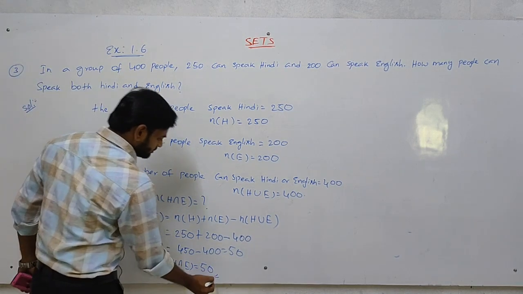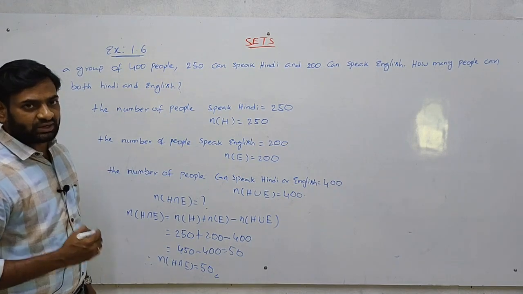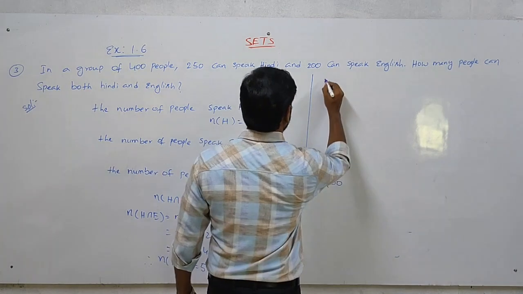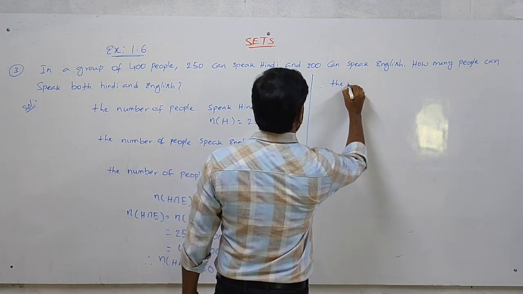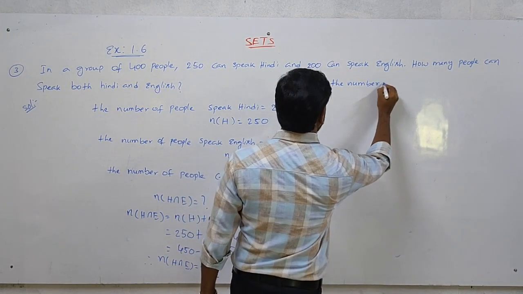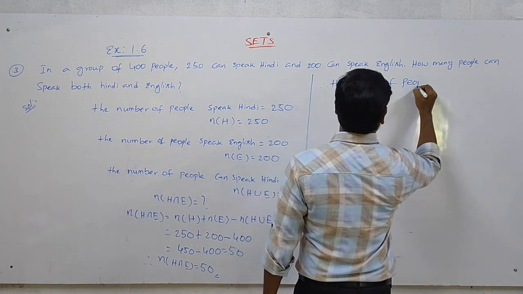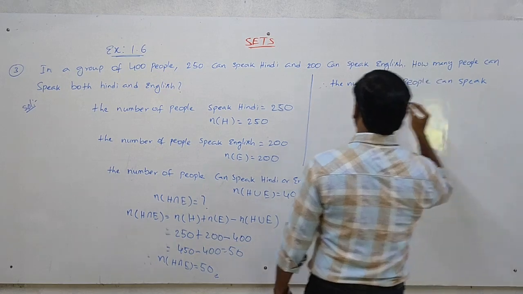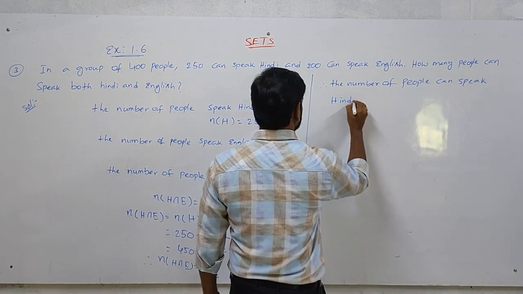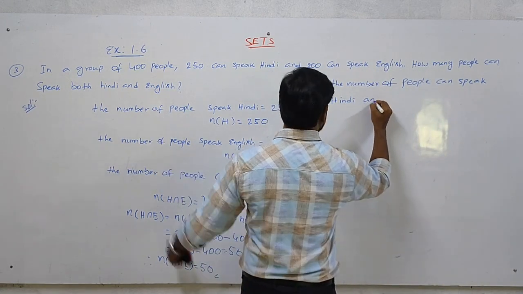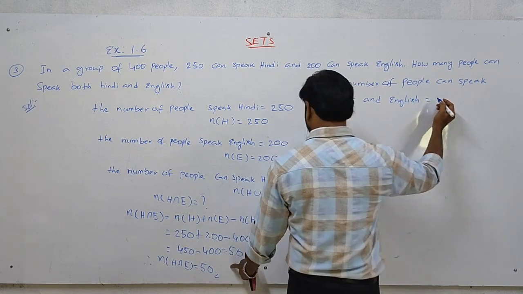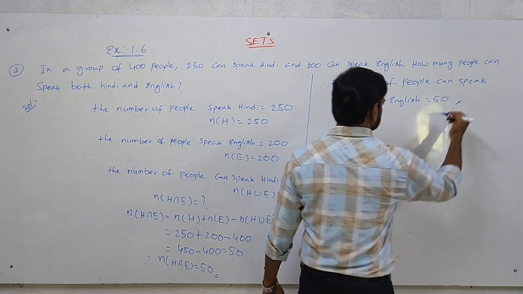Therefore, the number of people who can speak Hindi and English is equal to how many? 50. That is the answer.